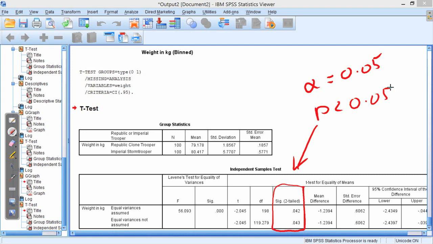So I'm going to say this is a significant difference. A statistically significant difference. But that's only by my own criteria. It's saying that now I've got to the point where I'm forced to consider an alternative hypothesis, that there is some difference between the weights of Republic troopers and Imperial troopers. What the reason for that is remains to be elucidated, but at least I've got something I can say about my data.